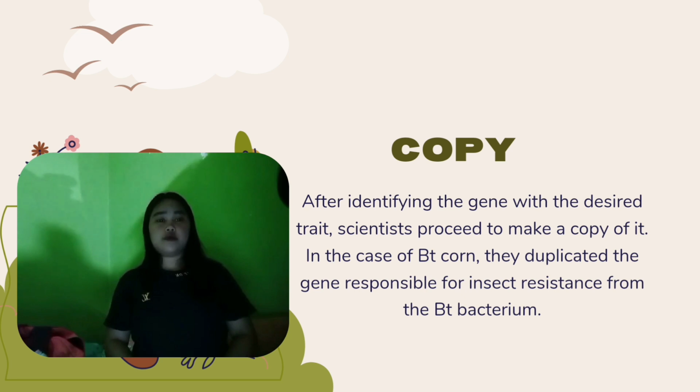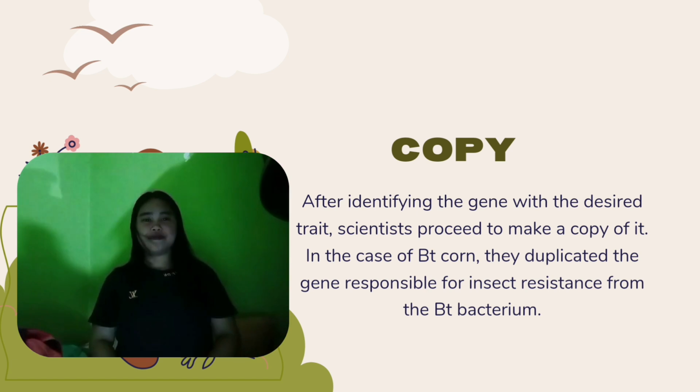They isolated the specific gene from the bacterium and then made multiple copies of it through a process called DNA cloning. This involves inserting the gene into a vector such as a plasmid, which can replicate the gene in a host organism like bacteria. By duplicating the gene, scientists can generate a sufficient amount of the desired trait to be introduced into the target organism, in this case, corn plants. This step ensures that there is enough of the gene available for further genetic modification.